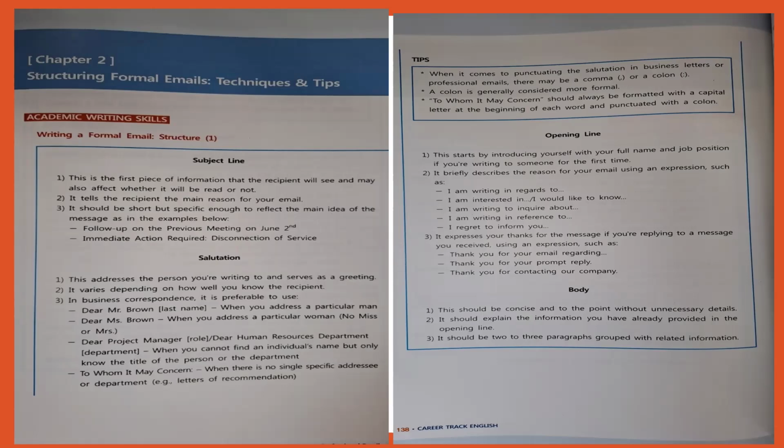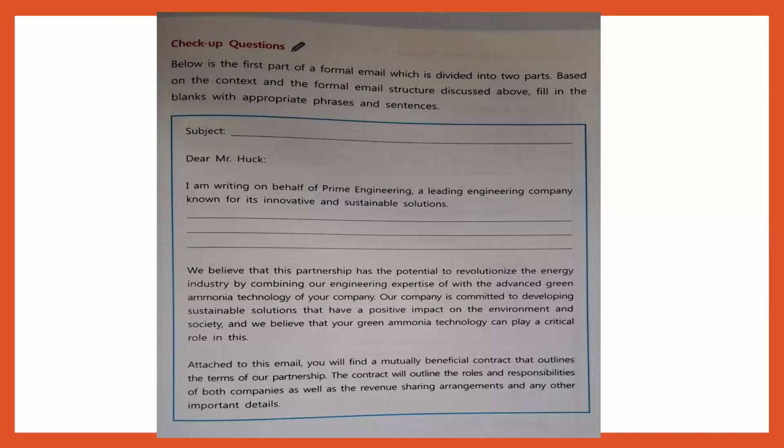Okay, let's keep going. So, next page, checkup questions. Below is the first part of a formal email, which is divided into 2 parts. Based on the context and the formal email structure discussed above, fill in the blanks with appropriate phrases and sentences. Okay, so you've got to fill in the subject and you've got to fill in the rest of the first paragraph.